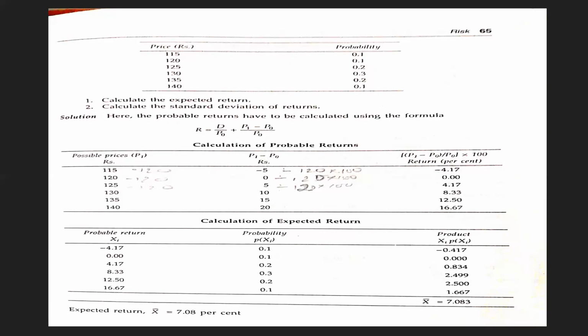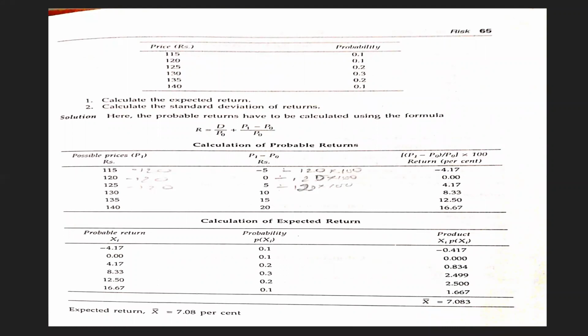Probabilities are all given in the question itself. You just copy them to the second column. The third column is the product of the probable return and the probability. That is negative 4.17 into 0.1, 0 into 0.1, 4.17 into 0.2. After calculating the products, you calculate the sum, which gives you 7.083. So we have calculated the first part of the question: the expected return, which is 7.08%.